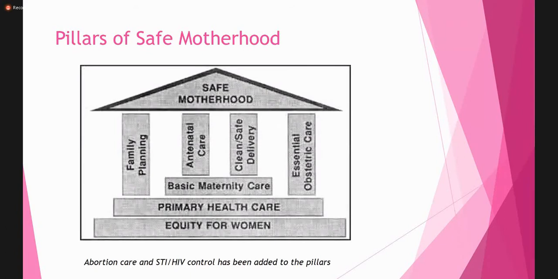The pillars of safe motherhood. This is the old diagram which is showing the safe motherhood. And the pillars here are family planning, antenatal care, clean and safe delivery, and essential obstetric care. Two more have been added, that are the abortion care and the care for STI, sexually transmitted disease, and HIV control. And the base is the basic maternity care, primary health care, and equity for women.